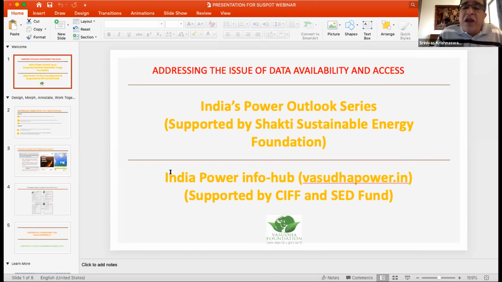As many of you have spoken earlier on the issue of data availability and access, I would like to cover some issues and challenges on this subject and how we, as Vasudha Foundation, are trying to address the issue. In terms of data availability and access, I must say that the transparency of data and information in India's power sector space has definitely improved in recent times, though definitely far from optimum.